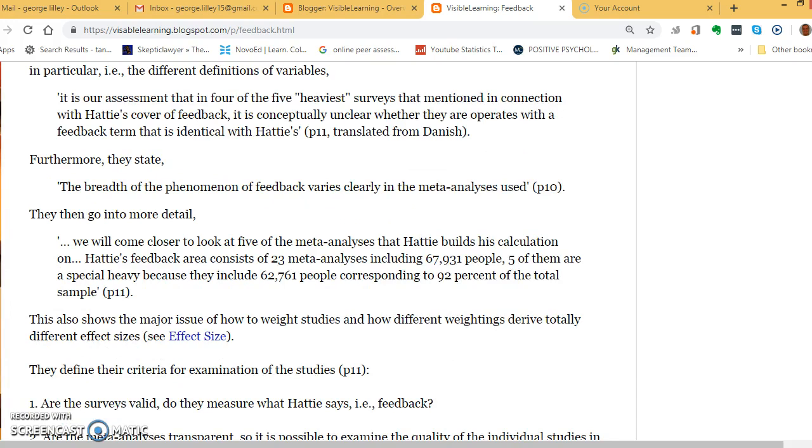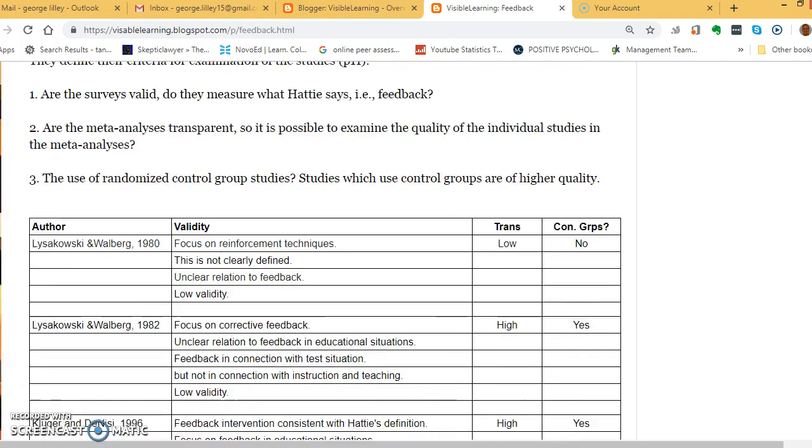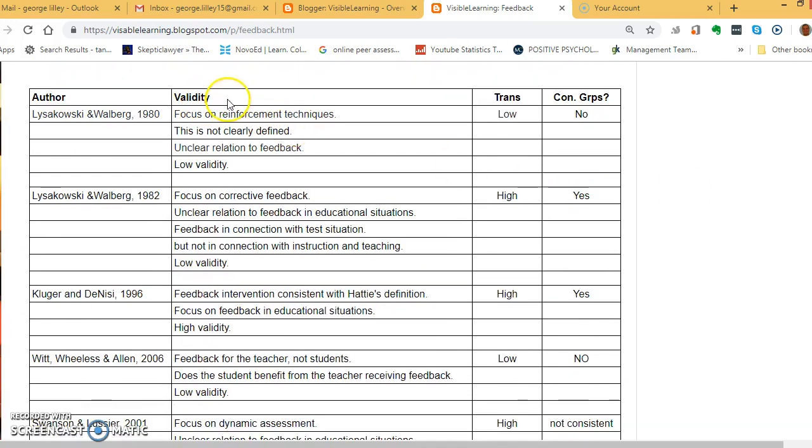They also go into another layer of analysis, and they then look at the studies in terms of how many students were part of each study, and they found that 5 of the studies had the heaviest number of students, which means the most students participated in that study. So they look at those 5 studies, and then they go into detail and produce a table. And the quality areas they look at is the validity of the study. Was the study measuring feedback in a way that's consistent with Hattie's definition of feedback? Was the data transparent? In other words, could you find the data and then check it? And then did they use control groups, which is a very important operational procedure that can affect and does affect the result.